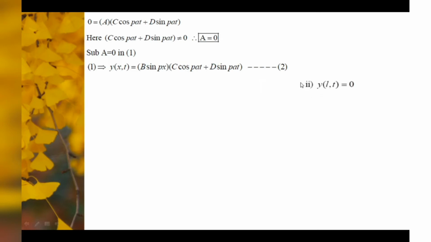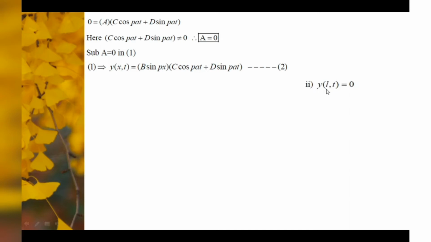So from this we know that the first two boundary conditions are valid for values of t greater than 0, and therefore this term cannot be equal to 0. This is treated as a single term and its value is not equal to 0, and the only option is a equal to 0. Now we are going to substitute a equal to 0 in equation 1. Therefore we get y of x comma t as b sin px into (c cos pat plus d sin pat). Now in this we are going to apply the second boundary condition, that is y of L comma t equal to 0.